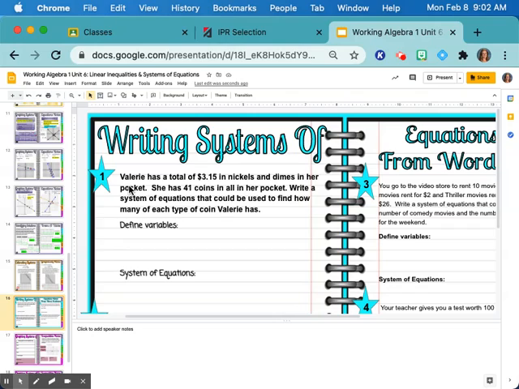All right, so let's look at the problems. We have 4 problems, and all we're going to do is define the variables and write the system. We are not going to solve it yet because I'm going to teach you another way of solving it, but not right now. So Valerie has a total of $3.15 in nickels and dimes in her pocket. She has 41 coins in all in her pocket. Write a system of equations that can be used to find how many of each type of coin Valerie has.